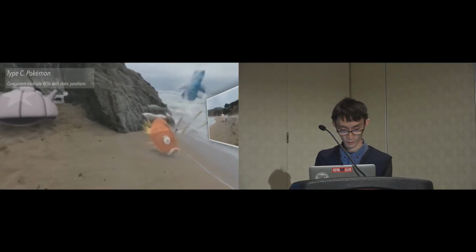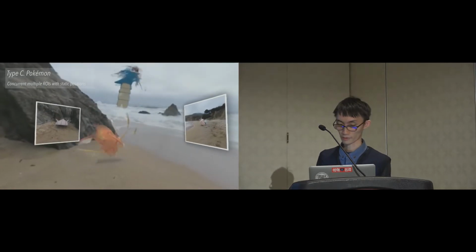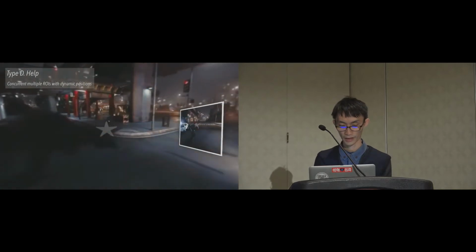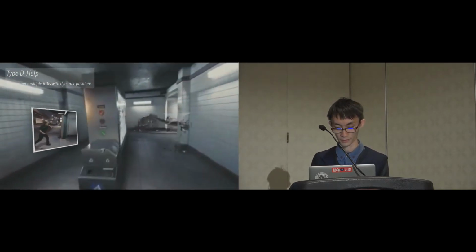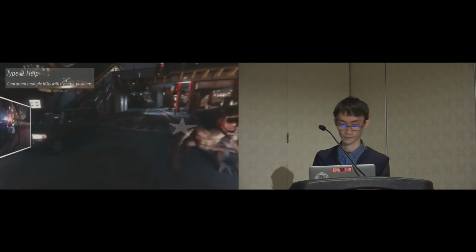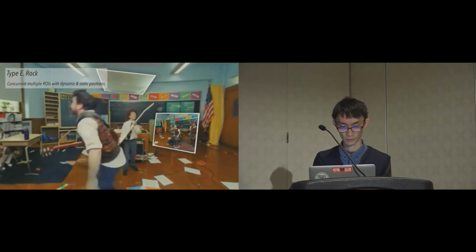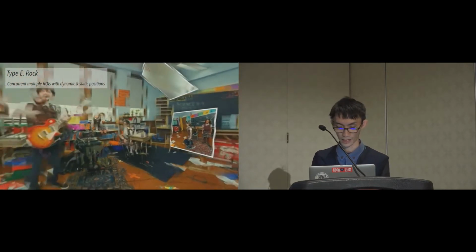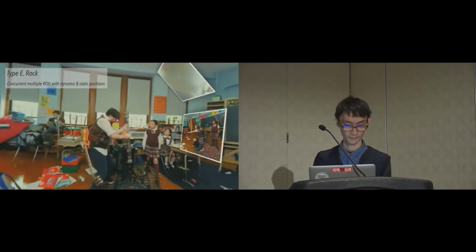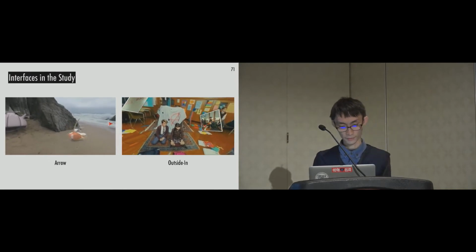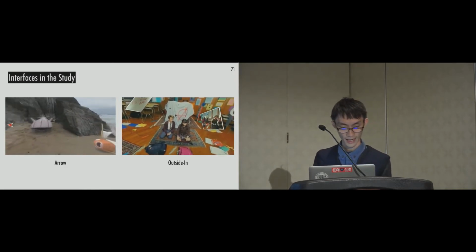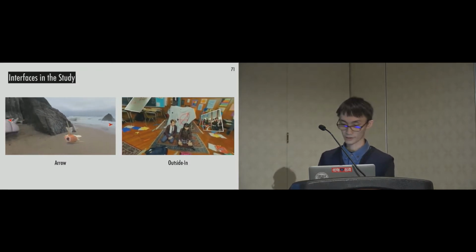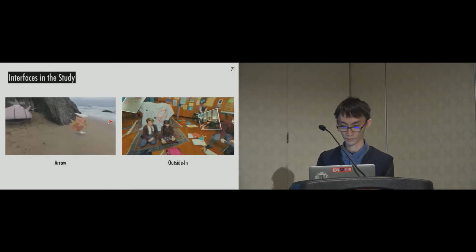For type C, we choose the Pokemon video, in which multiple Pokemons appear at the same time. For type D, we choose the Help video, made by Google Spotlight, which features a tracing theme. For type E, we choose the Scroll of Rock video, in which a teacher and a group of students are playing instruments around the camera. For the interfaces in the study, the arrow borrows the algorithm of outside-in, but it has only the directional information and is always located on the border.